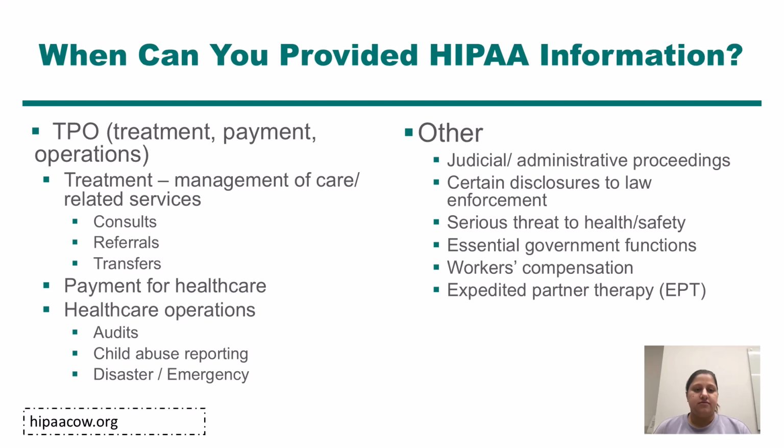So when can you provide this information to others outside of the patient giving you the pre-authorization? You can provide HIPAA information for TPO. That's the biggest acronym I want you to remember out of this. And that's treatment, payment, and operations.